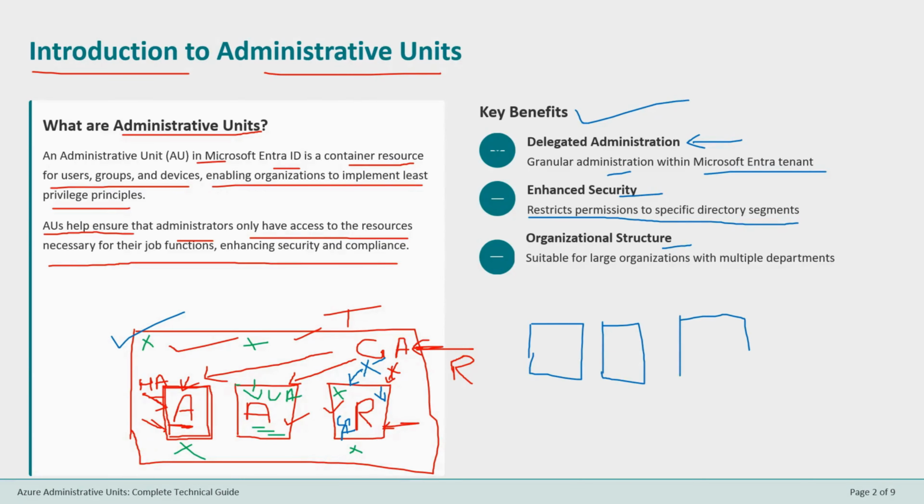Like if you have multiple countries, so you have an India help desk, a US help desk, a Canada help desk, and based on that you can create AUs. They will get roles and they will be able to manage their own country, or their own BUs or their own departments. So these are the key benefits. Now we will move forward.